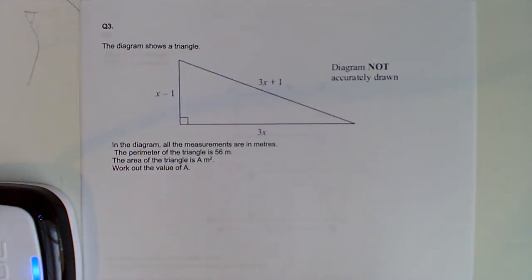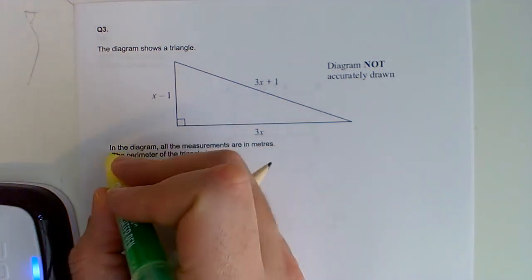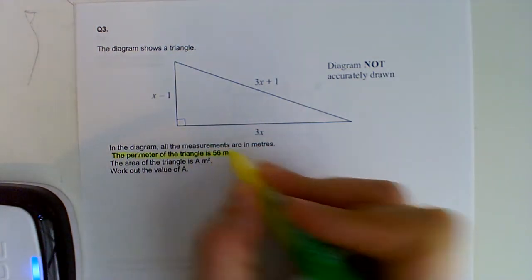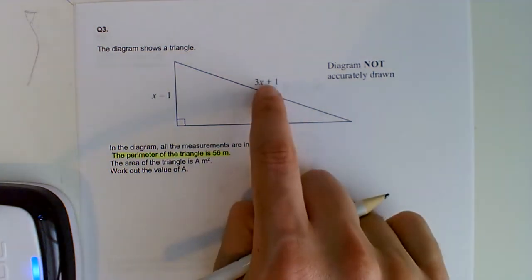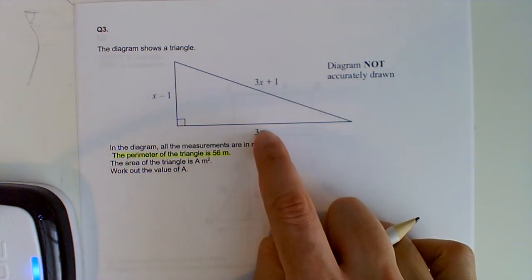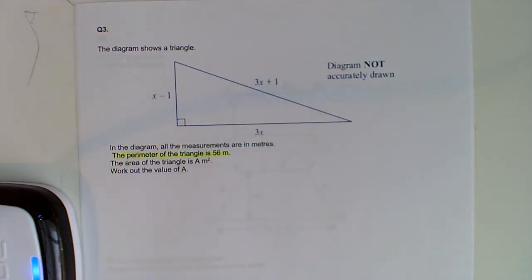Right, little bit different again this one. In the diagram, all the measurements are in meters. That's not important really. The perimeter of the triangle is 56 meters. That is important. Okay. What that means is that if I add all the sides of that triangle up, it will equal 56. So if I do that, add that, I can then write equals 56 at the end of it. And again, that is going to be an equation that I can then solve.